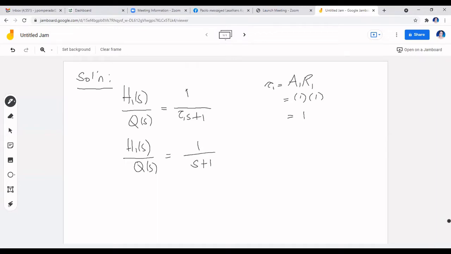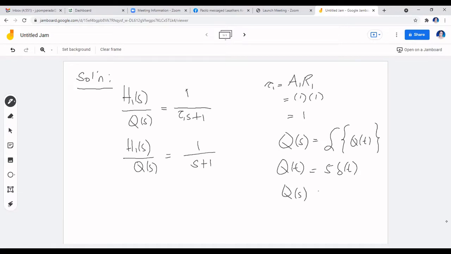Now, the problem is asking that we determine H1 of s, so it is very important that we determine the Q of s. Now, our Q of s is the Laplace of our Q of t. Now, our Q of t is an impulse forcing function of magnitude 5. So your Q of t then is 5 Dirac delta of t. And the transform of that, if we take the Laplace, would be simply 5.